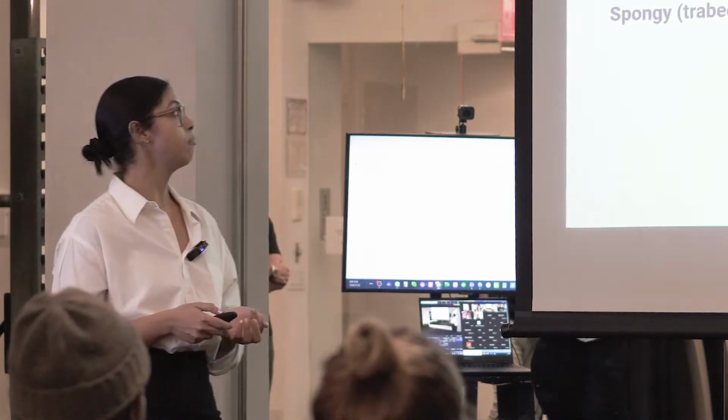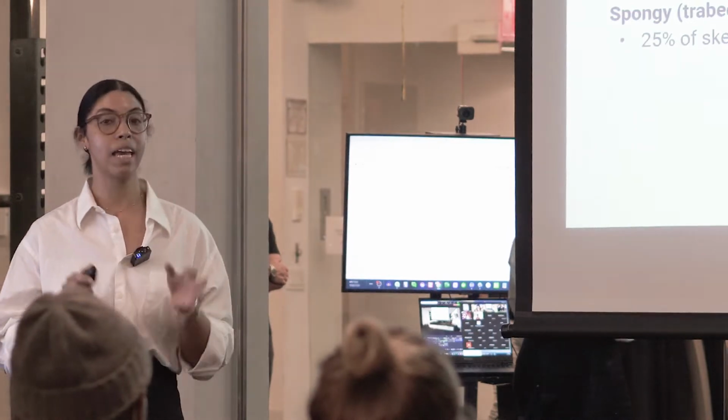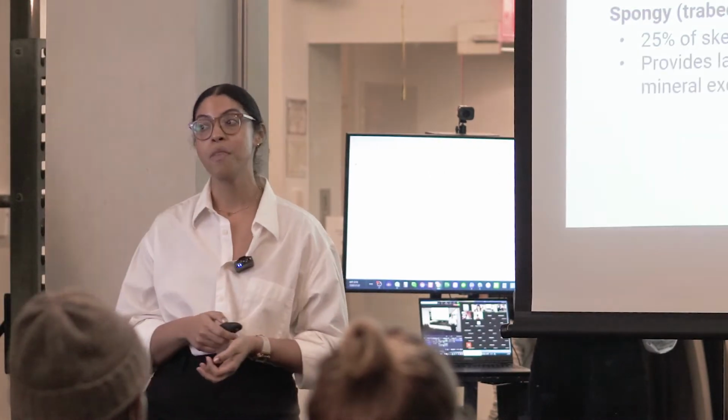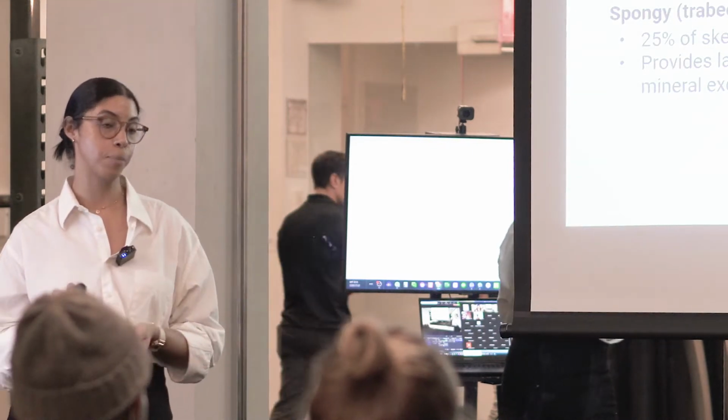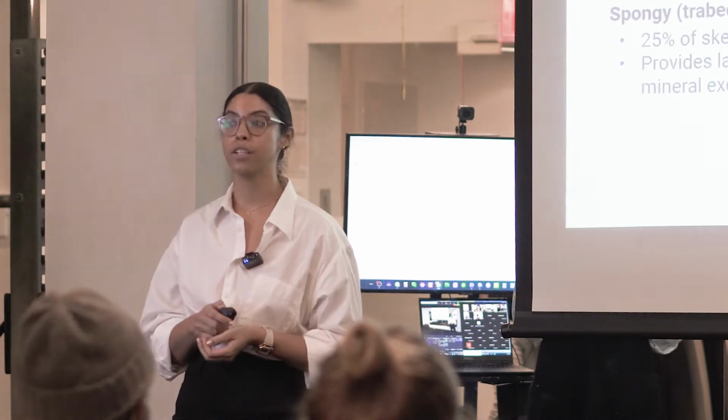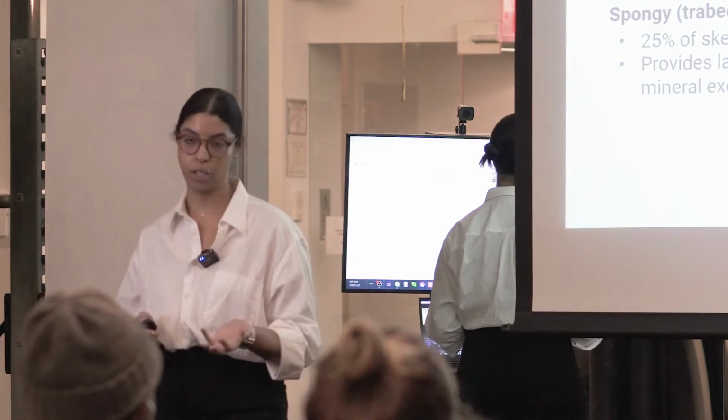This is going to provide its bone strength and is going to be a very important attachment site for tendons and muscles. We also have an inner layer of the bones called spongy or trabecular bone. This is going to make up 25% of the body skeleton, and it's also going to be a large surface area for mineral exchange.